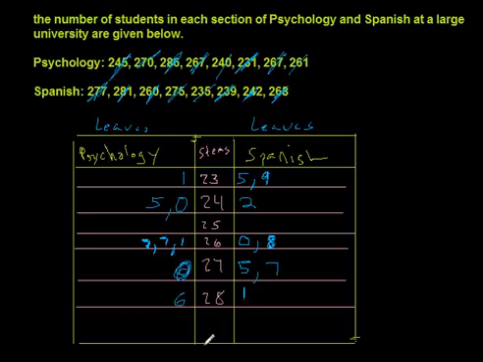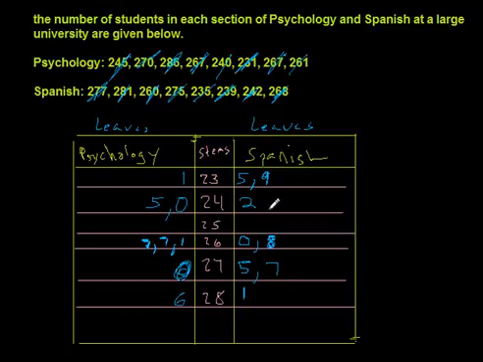So this is a back-to-back stem and leaf plot. When you look at it, what does it actually say? Well, I can look at this now and say my most popular size for psychology classes is the 260s. I have 261, 267, 267. So the 260s are the most popular size for psychology classes.